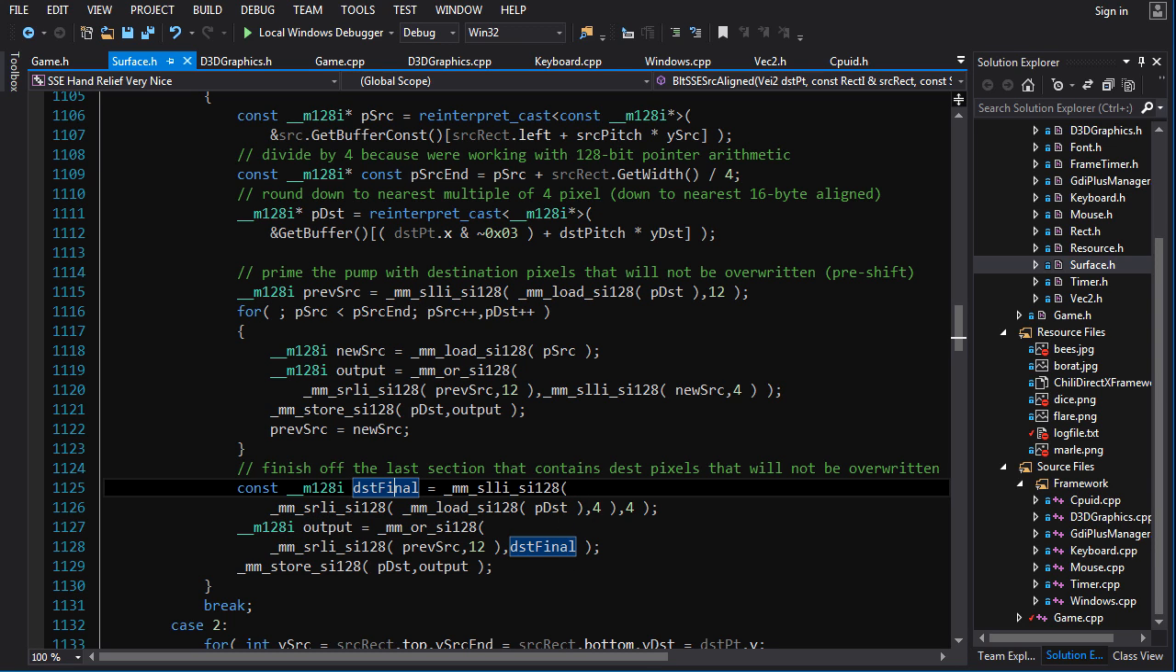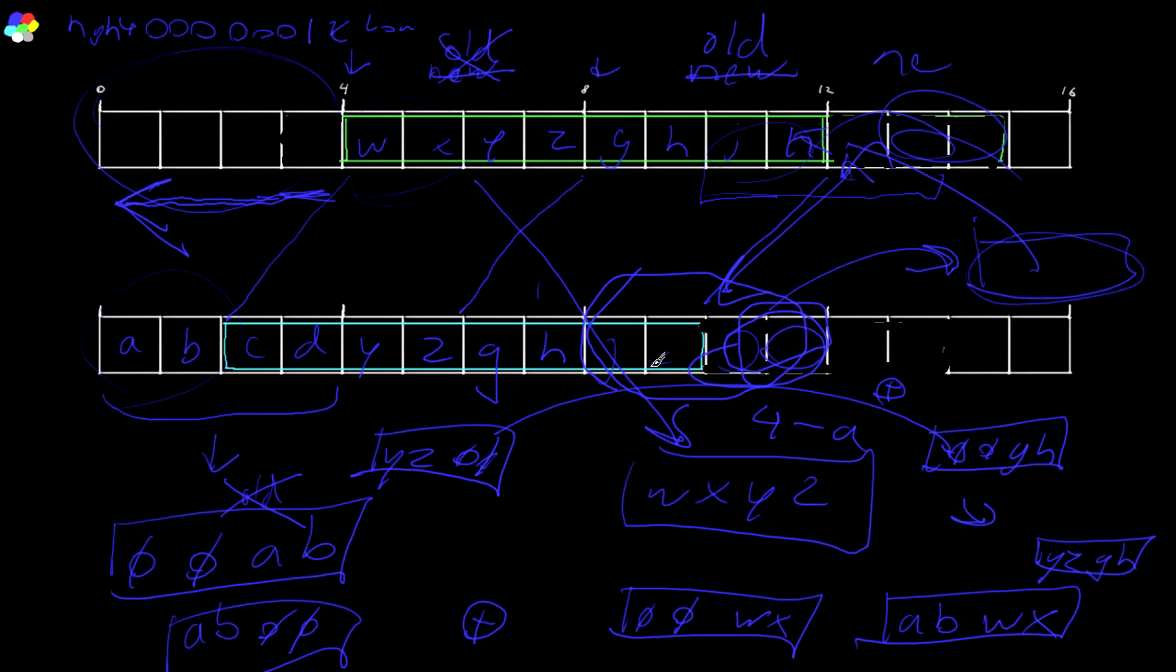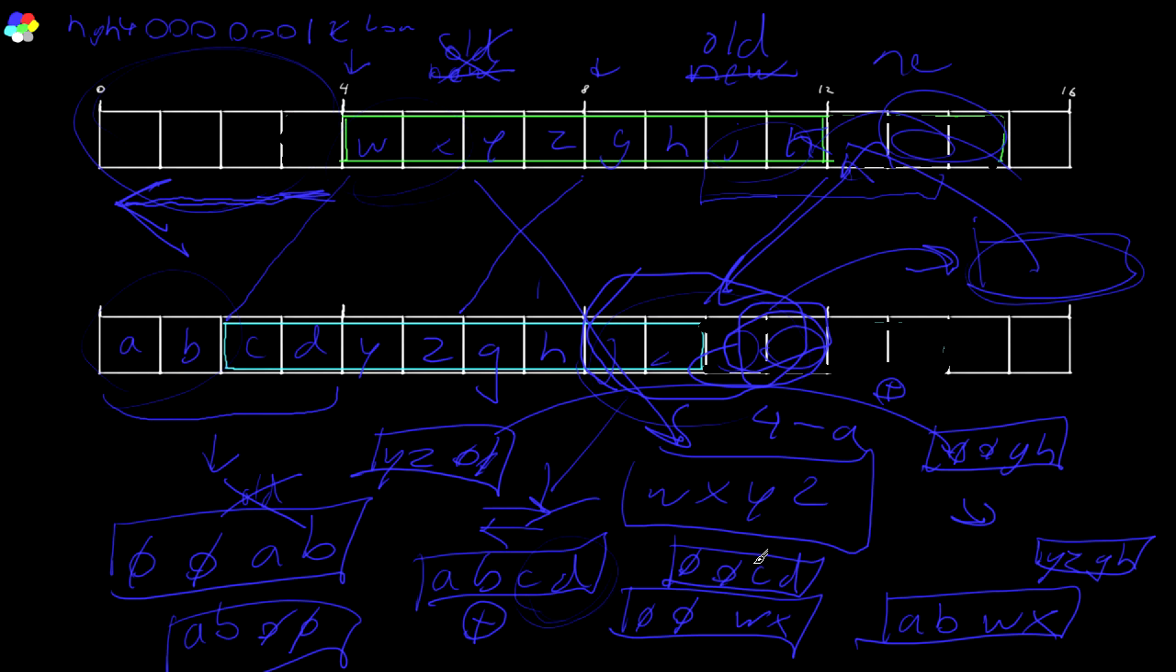And what shifting right and then shifting left does is, if we refer to our diagram here, our final destination block is going to contain pixels A, B, C, D, but we only want C and D. So by shifting right, and then shifting left back, we end up with something like this: 0, 0, C, D, which is what we want.